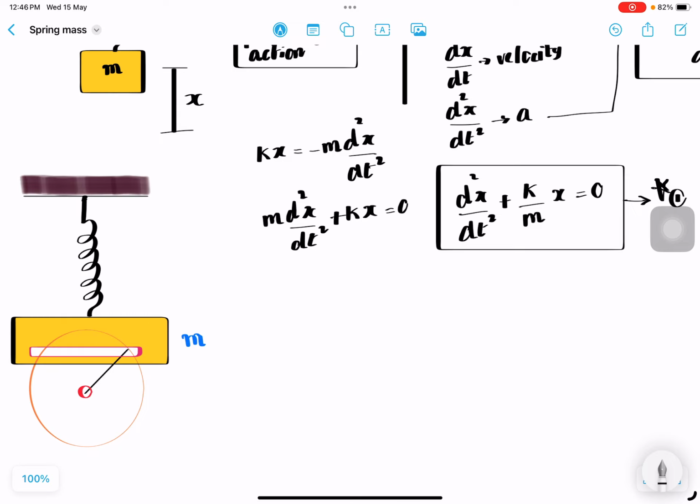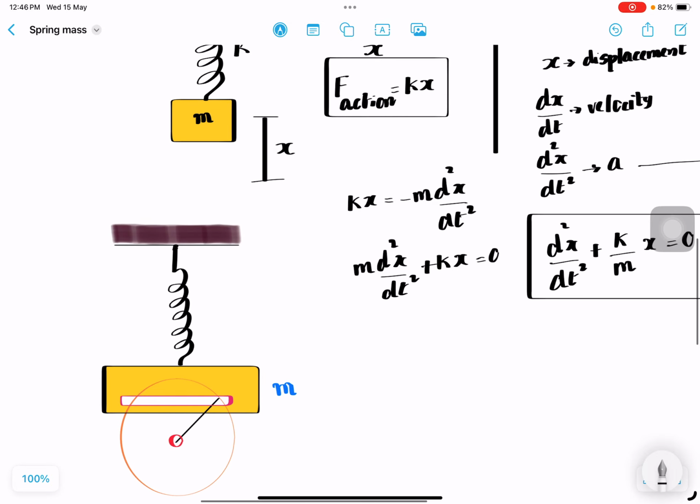That is, imagine the same spring mass system, but with one difference: there is a slot that I have cut here. Now we can see the slot here. It's the same mass. There is no difference in the mass. The spring also has the same stiffness K. Absolutely no difference. It is also the same spring mass system.